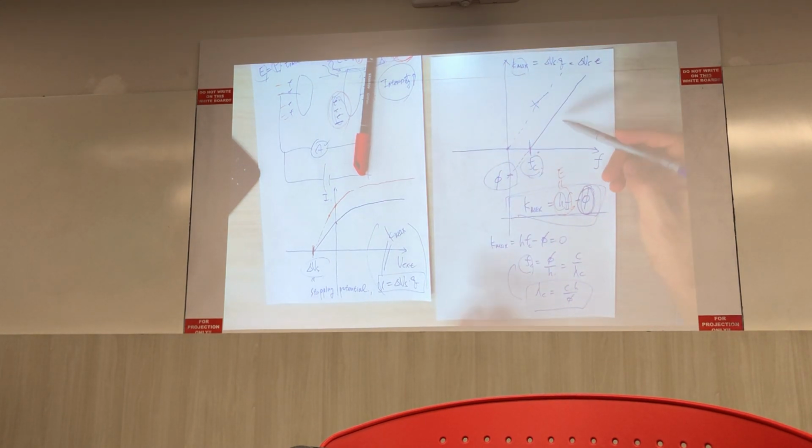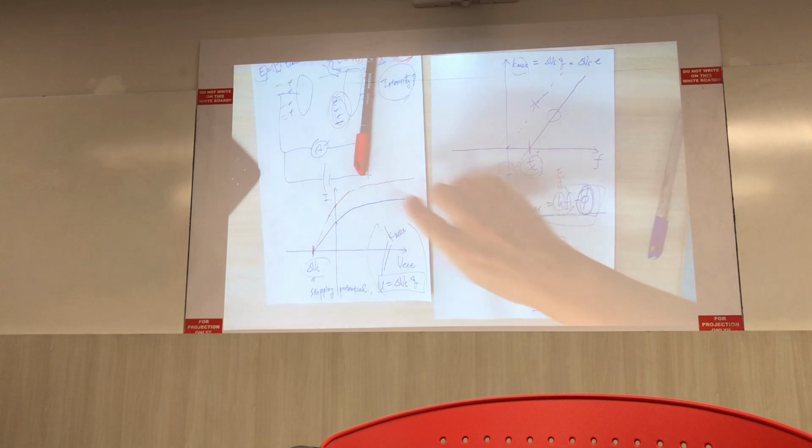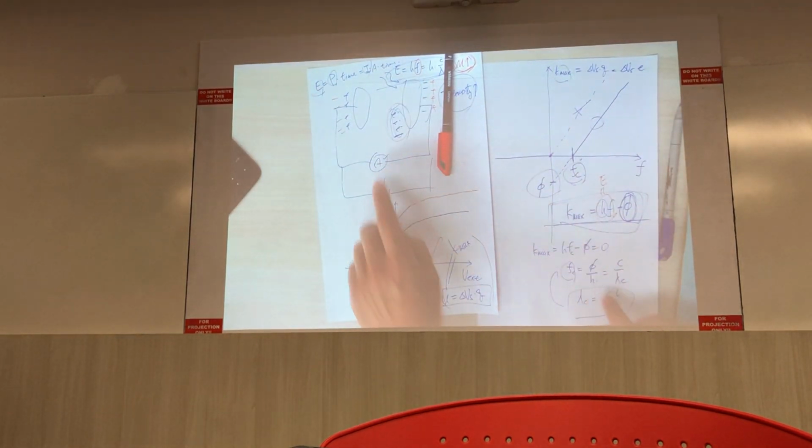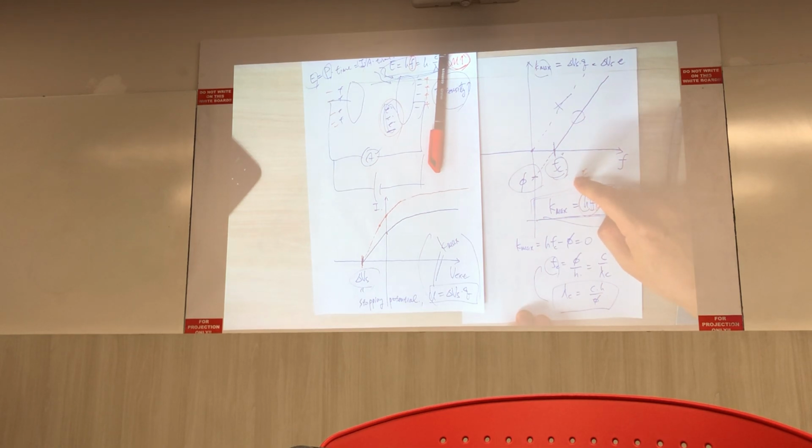So if you are given any metal, then by measuring this current, you should be able to decide this cut-off frequency. Okay? And then which is going to be your cut-off wavelength.